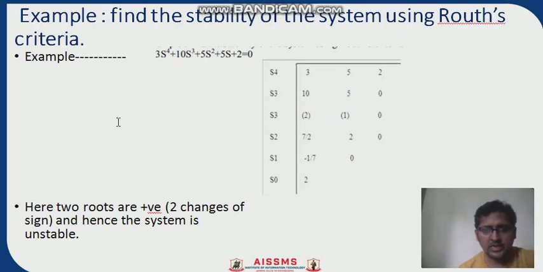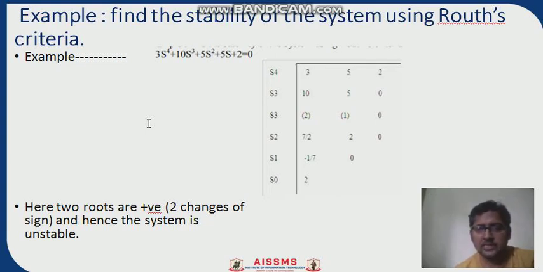To understand the stability of a system, let us look at one example, a system having the equation 3s to the power 4 plus 10s to the power 3 plus 5s square plus 5s plus 2 equal to 0. As per Routh's array criteria, we arrange them as s to the power 4, then s to the power 3, then s to the power 2, s to the power 1, s to the power 0. Then we put the values 3, 5, 2 and then 10, 5 and 0.